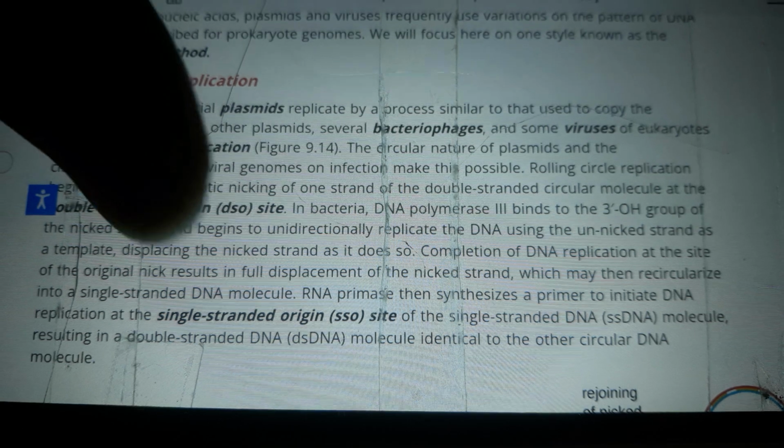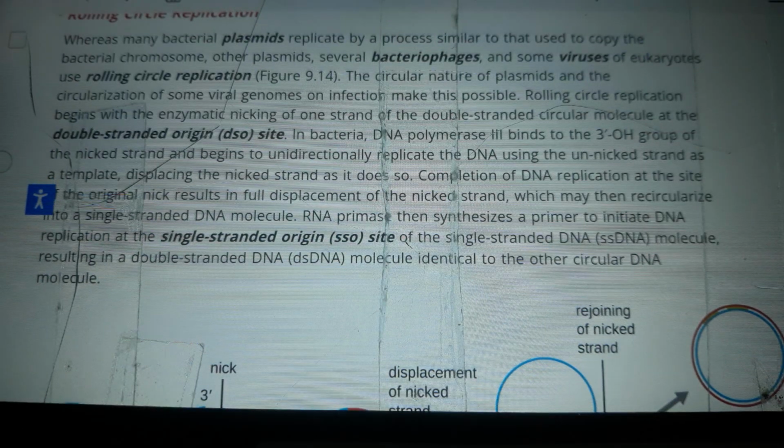So, rolling circle replication. Whereas many bacterial plasmids replicate by a process similar to that used to copy the bacterial chromosome, other plasmids, several bacteriophages, and some viruses of eukaryotes use rolling circle replication. The circular nature of plasmids and the circularization of some viral genomes on infection make this possible. Rolling circle replication begins with the enzyme nicking one strand of the double-stranded circular molecule at the double-stranded origin, DSO, site.